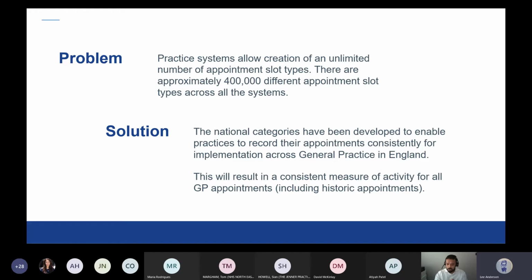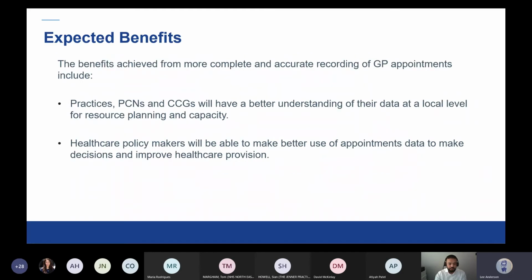When we had those conversations with the practices, particularly GPs and the practice managers, there was an inherent need to have some kind of standardization as a way to manage this huge array of slot types and appointments. And that led us on to developing the national categories for GP appointments data. So if we move on to the next slide, please.